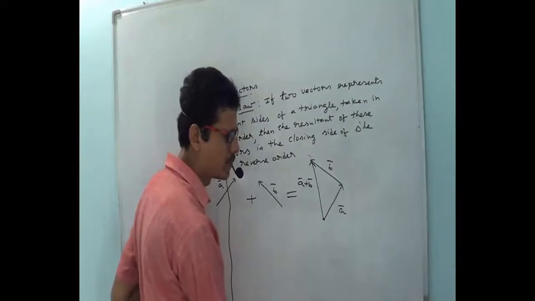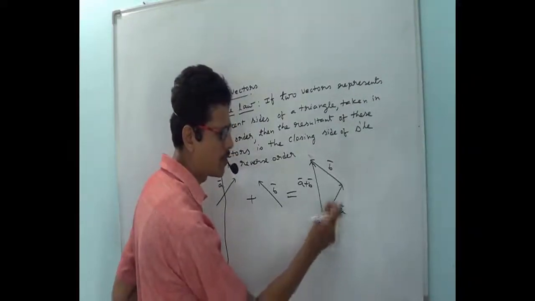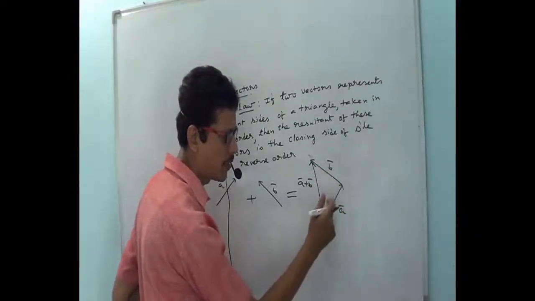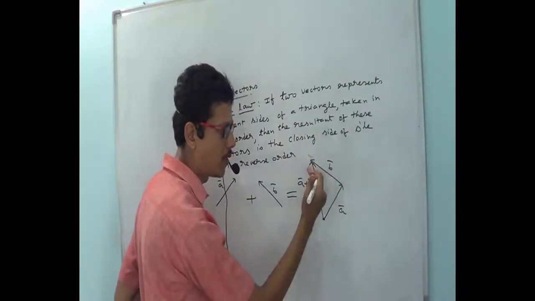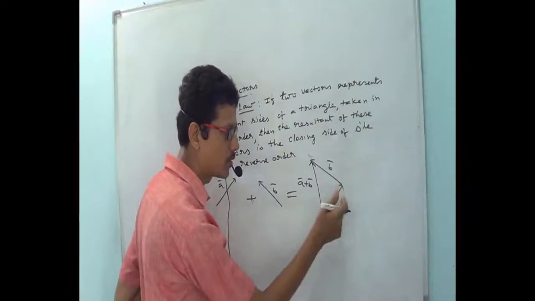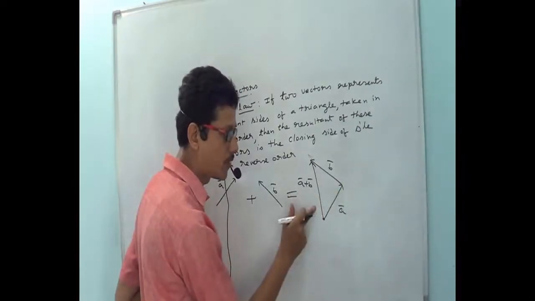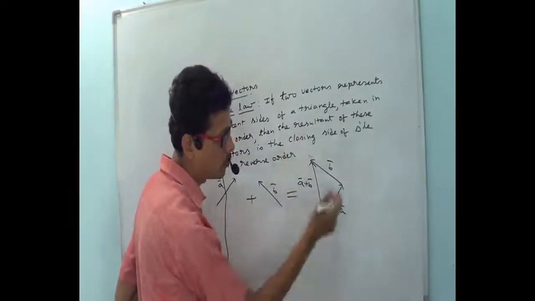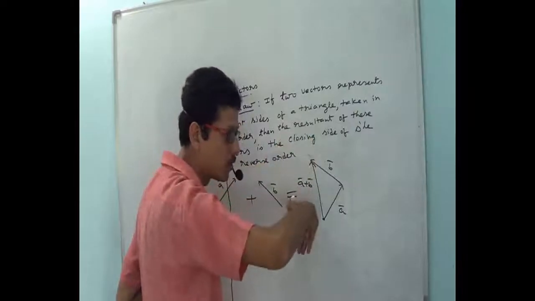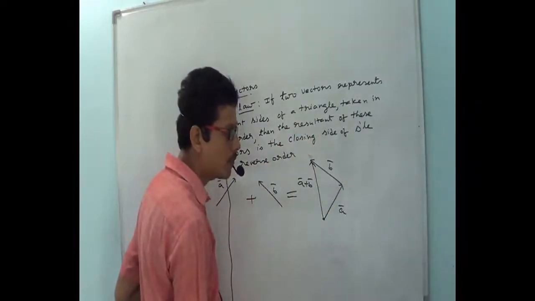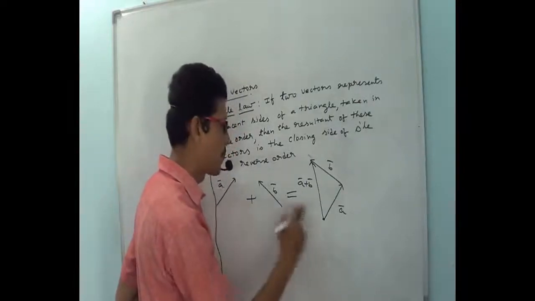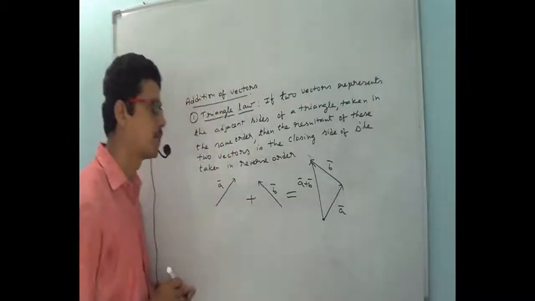Are you understanding? So if two vectors a bar and b bar represent the adjacent sides of a triangle taken in the same order, the resultant of these two is the closing side of the triangle taken in the reverse order. You should not close it in the same direction. You should close it in the reverse way. Draw this diagram.